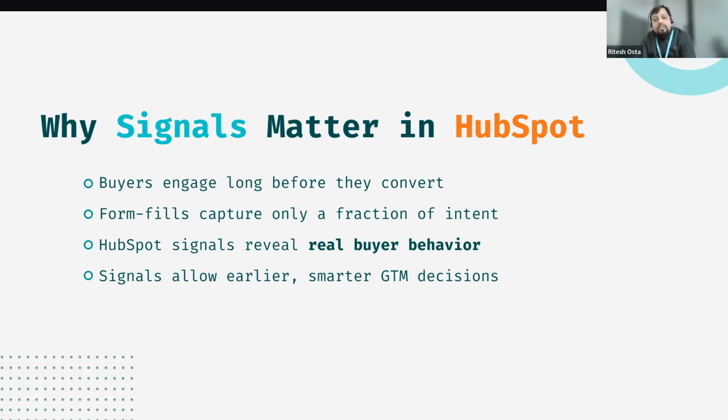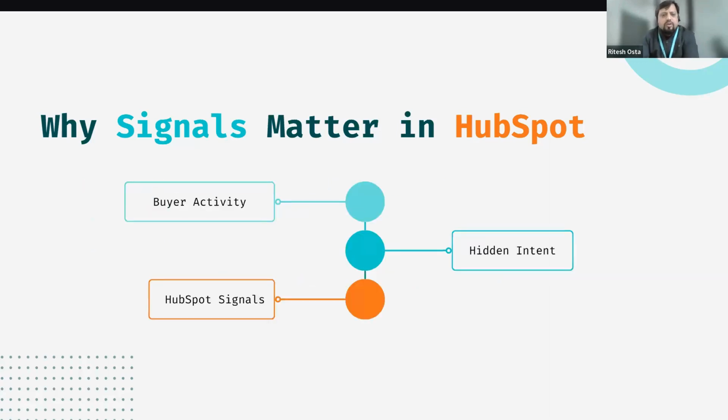Signals, as we know, allow earlier, smarter GTM decisions. So what those signals are and how we can track them, I'm going to give you a quick demonstration as well, so that you can do it in your case as well if you're using HubSpot. So why does signal matter in HubSpot? All the buyer activity is tracked and recorded within the HubSpot CRM. That means if a contact comes, it becomes a lead, then it becomes a deal, then it becomes a customer. All those activities are tracked within HubSpot.